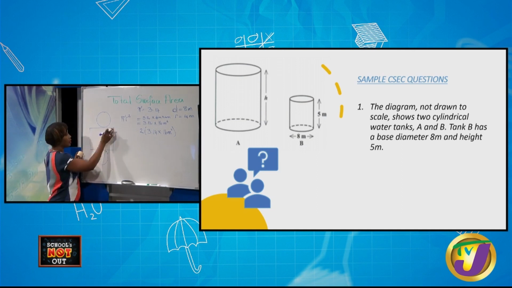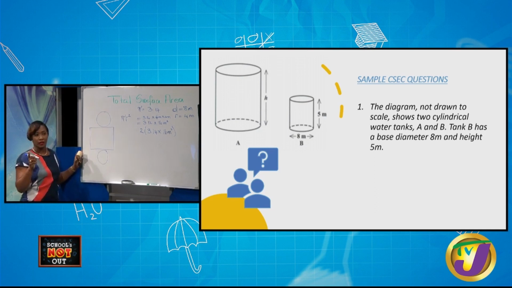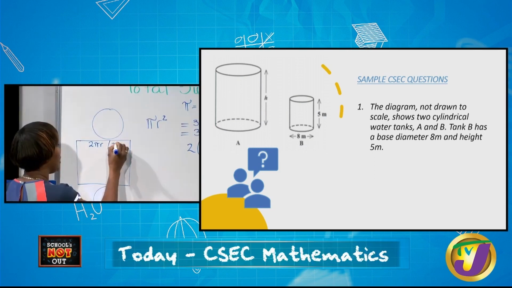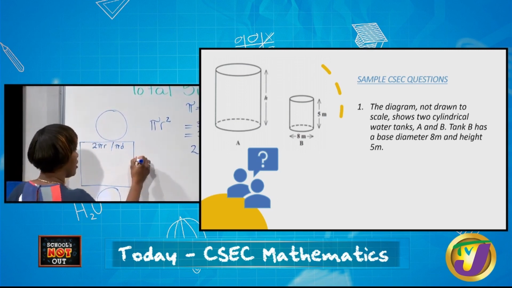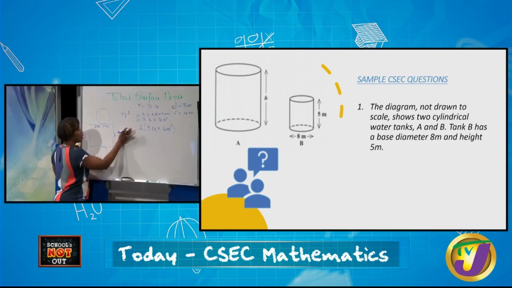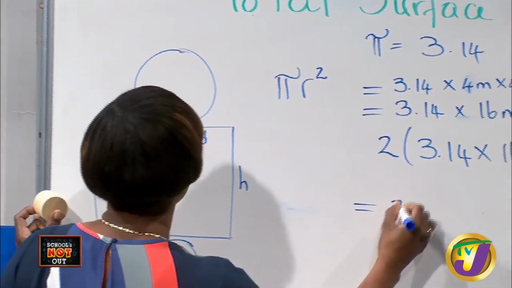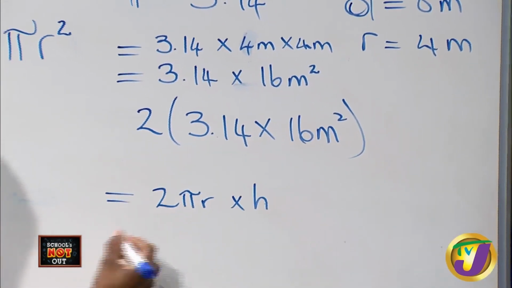And for this one, remember what we said. This length is also the circumference of the circle. So how do we find the circumference of a circle? We can use 2 pi r, or we can use pi d. Correct? And then this length would have been our height. Because it's a rectangle, we know it's length times width. So let's go 2 pi r, and we're going to multiply that by height.